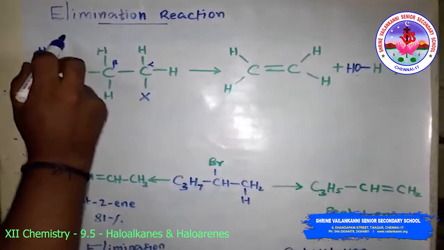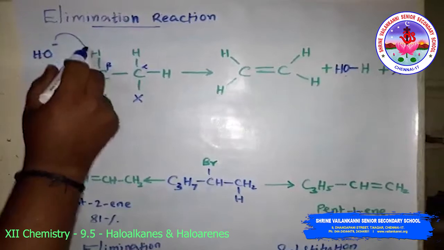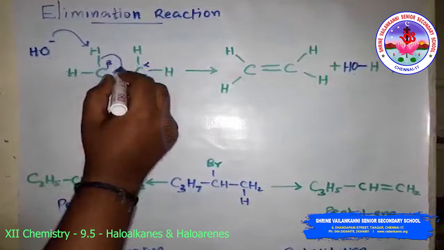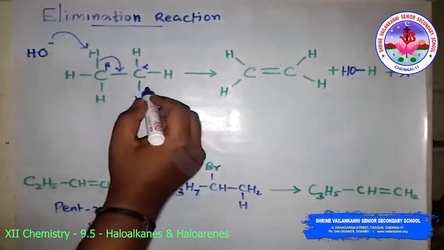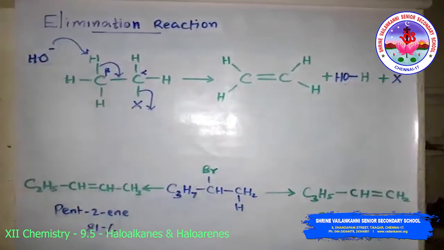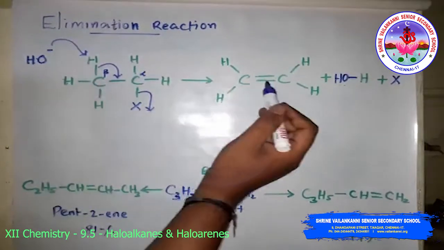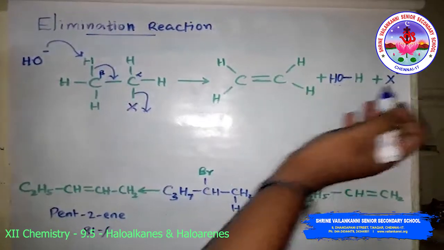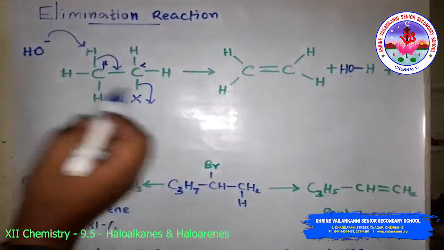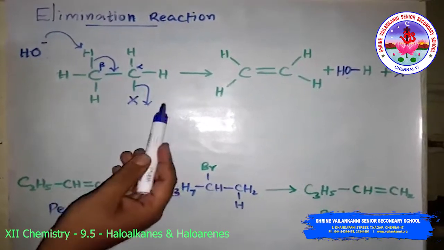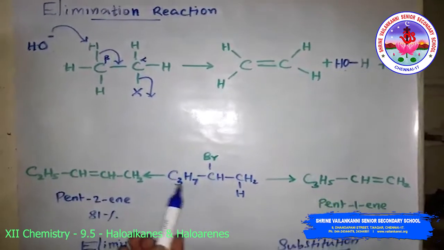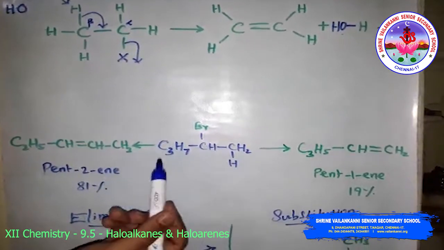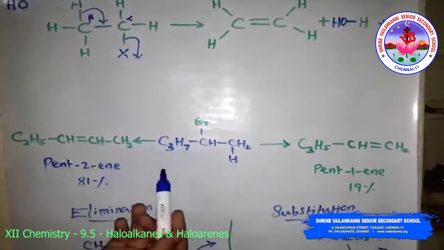Here this OH minus is the base. So this bond is coming here and this bond goes out. So you will be getting C double bond C, that is an alkene, and H2O and X minus. If there is a possibility of formation of more than one alkene due to the availability of more than one beta hydrogen atom, usually one alkene is formed as the major product.